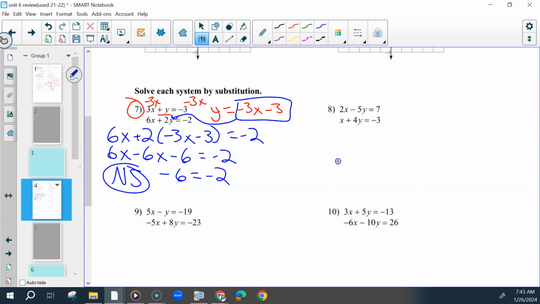Other substitution questions? I will say for number 10, there isn't a variable by itself, so you just have to pick a variable, solve for it. You'll have fractions, substitute it in, and keep going. For number 11, set them equal to each other, and so on.